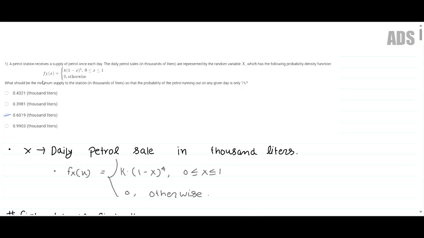The first question says that a petrol station receives supply of petrol once each day. Daily petrol sale in thousands of liters is represented by the random variable x, which has the following probability density function: f_X(x) is given as k times (1 - x)^4 when x lies between 0 and 1, else it is 0. What should be the minimum supply to the station in thousands of liters so that the probability of the petrol running out on any given day is only 1%?